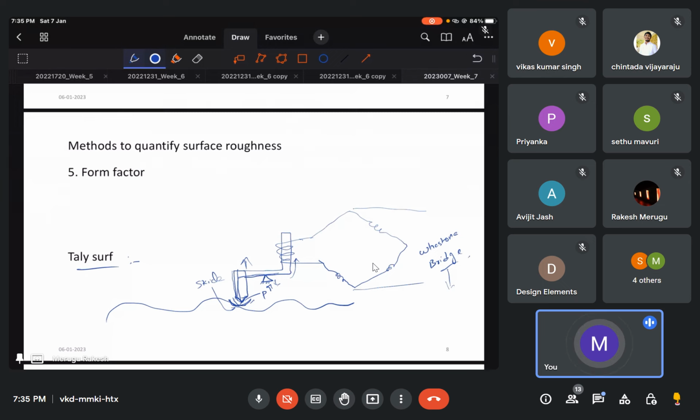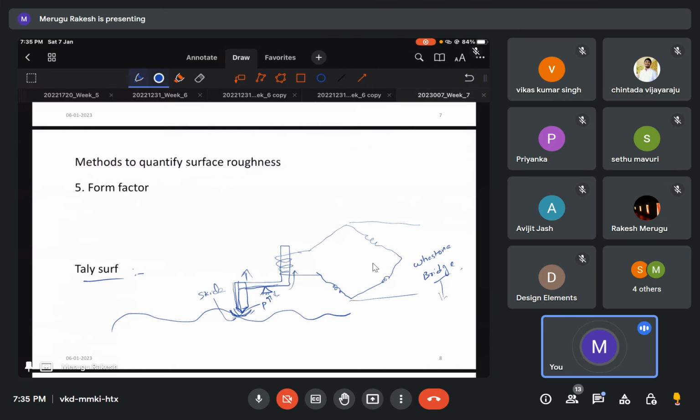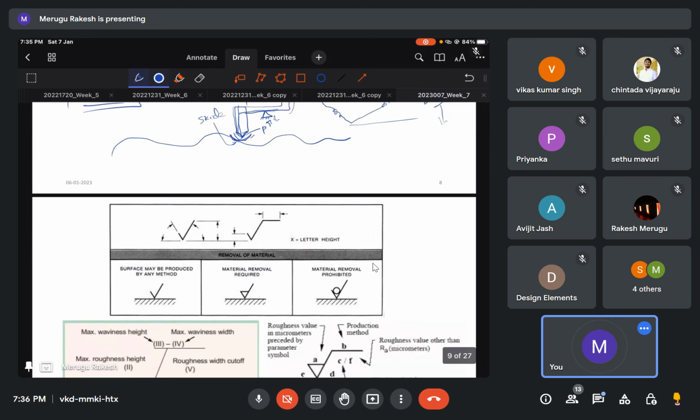So the importance of this Talysurf, you just have to remember. You don't have to remember the mechanism. You just have to remember this name, Talysurf. They might ask you what the devices used for surface roughness are, and they might give these options. That is useful for this. Okay.